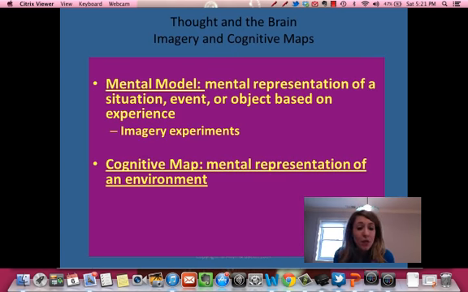Another way to look at thought or thinking is a mental model of things. So it's just a mental representation, either of an object or a situation. It's like the way that you think that it might happen. If I say a word to you, you're able to imagine what it is, right? You're able to come up with a mental image. A cognitive map is a mental representation of your environment, okay?